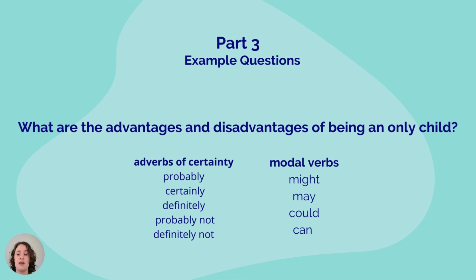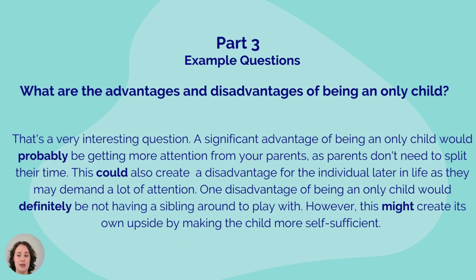As you can see, the grammar points that I thought of using were adverbs of certainty and modal verbs. Here's a modal answer with the different grammar points highlighted. Remember, our question was, what are the advantages and disadvantages of being an only child? And the modal answer is, that's a very interesting question.